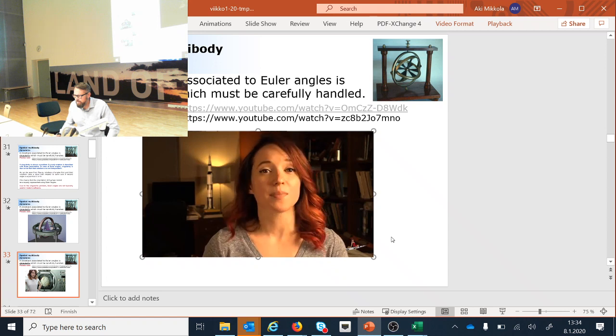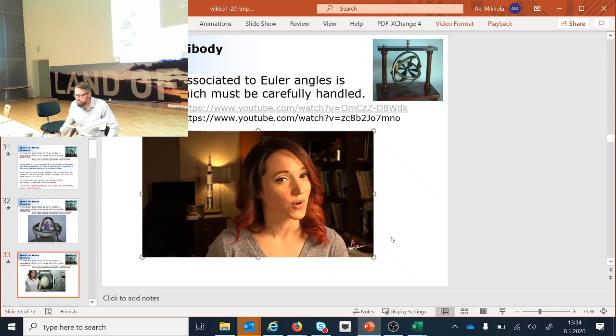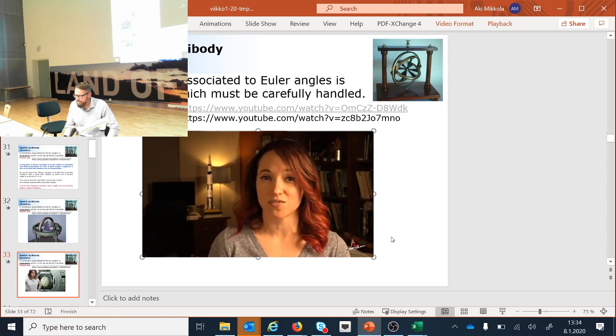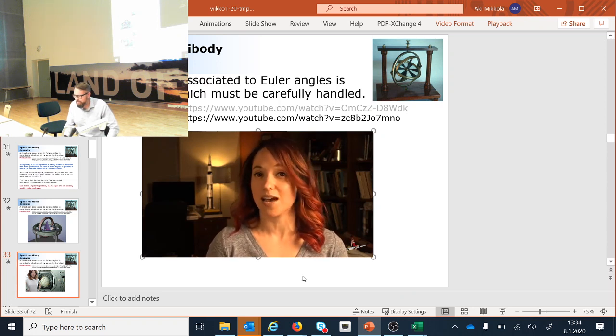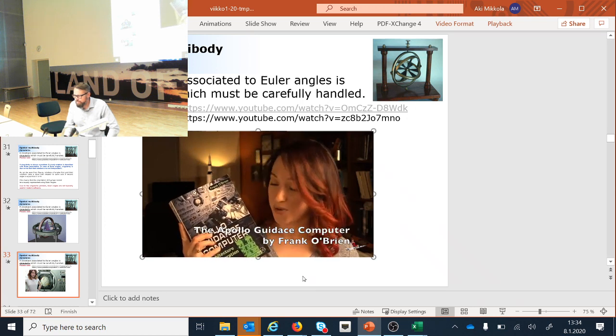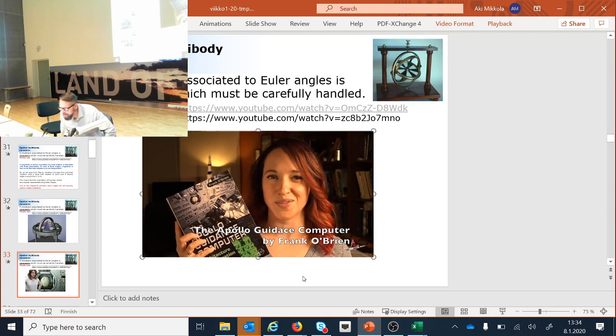So I hope that clears up gimbal lock for you guys. If not, leave a question below and I'll try my best to answer it. But I also want to give you 2 quick book recommendations of things that would explain it in a lot more detail. The first is Frank O'Brien's The Apollo Guidance Computer, which is everything you ever wanted to know about the Apollo Guidance Computer. It is a brilliant resource.